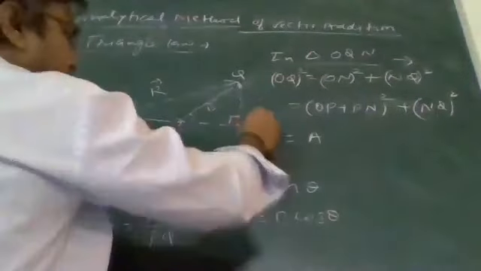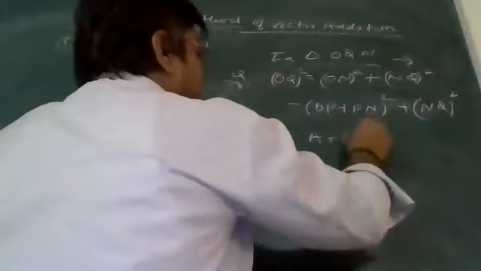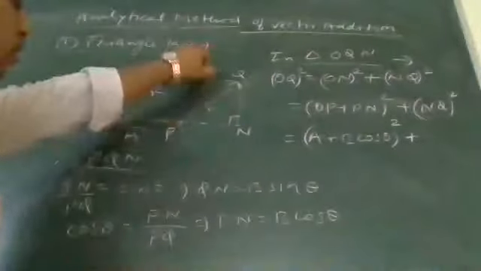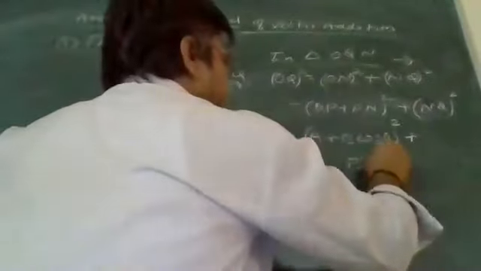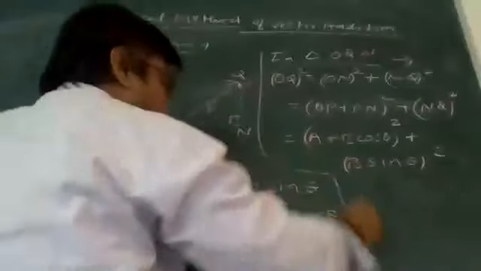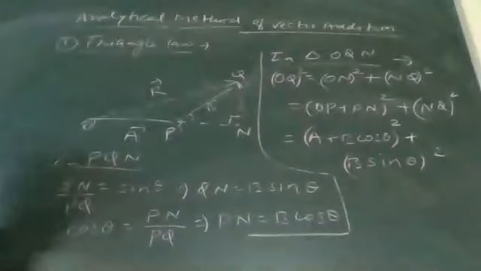Next, what is OP? OP is here A. What is PN? PN we have found out. PN is B cos theta. So I will write A plus B cos theta, whole square, plus what is NQ? NQ we have calculated, that is B sin theta. So I will write it is B sin theta square.